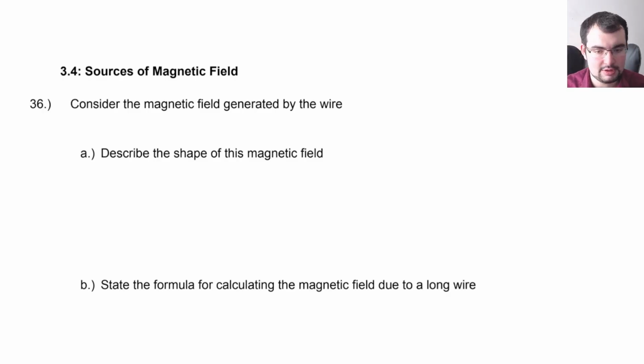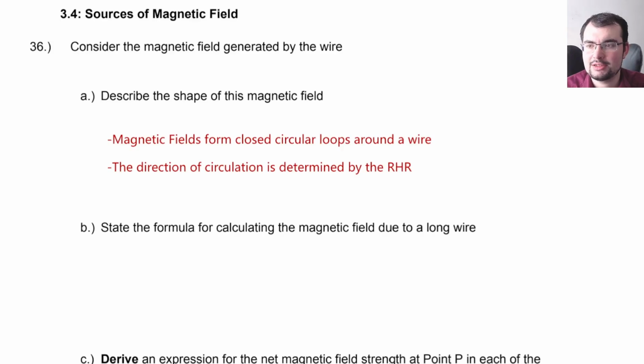Now we're going to look at where B fields come from. So we have the B field generated by a wire. What is the shape of the B field generated from a wire? Well, magnetic field lines form closed loops around a wire. So these are circles. And the direction of circulation is the right-hand rule.